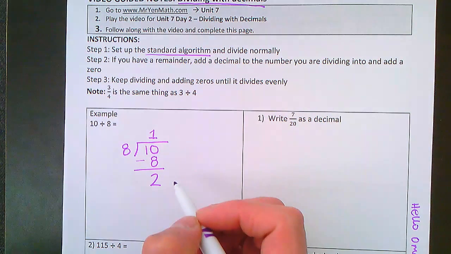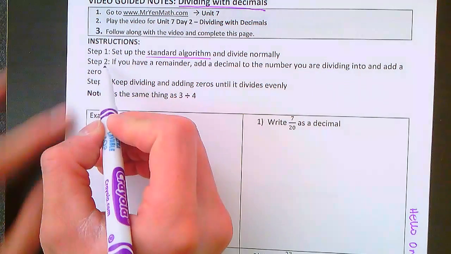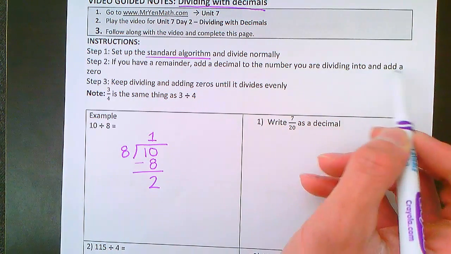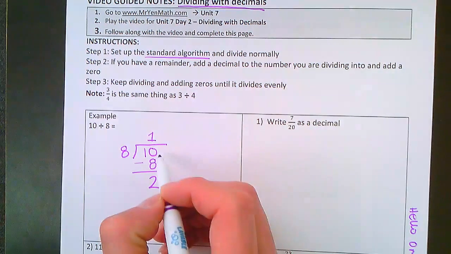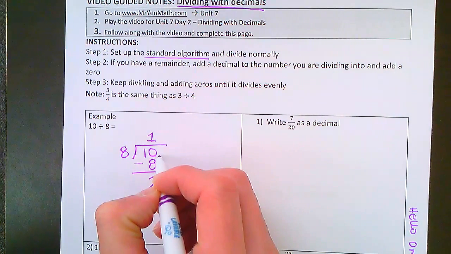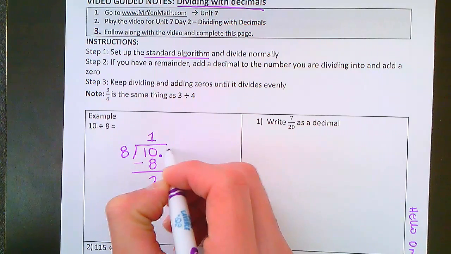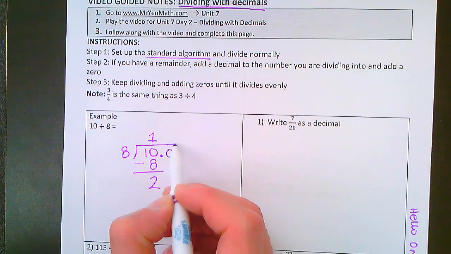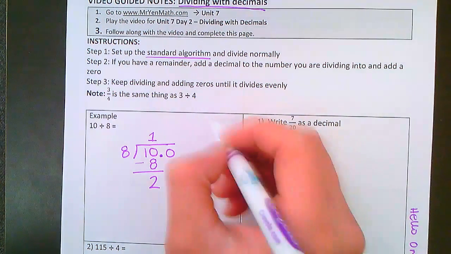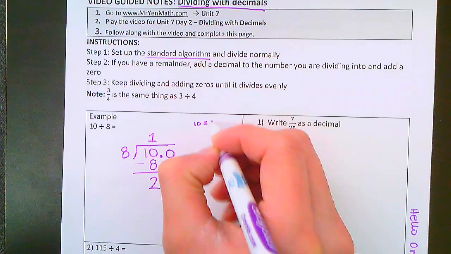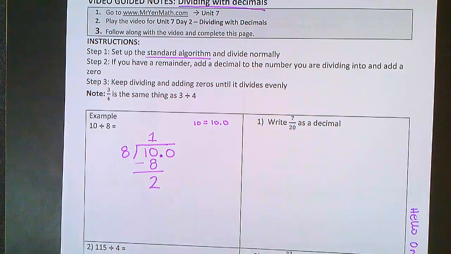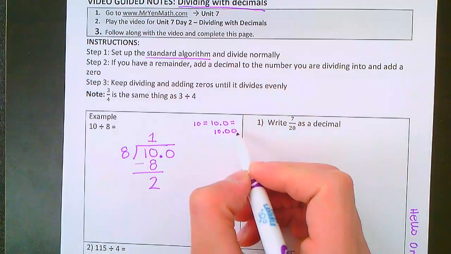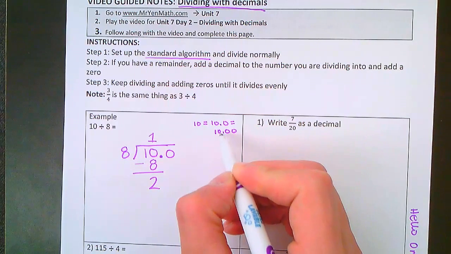So now what I can do to keep on dividing, step number 2, it says if you have a remainder, add a decimal to the number you are dividing into and add a 0. So 10 is the number that we're dividing into. I'm going to add a decimal right here and then add a 0. The reason I can make this move and why this still makes sense math-wise is because 10 is equal to 10.0, which is also equal to 10.00. I can just keep adding as many zeros as I want after this decimal, and it's always going to be equal to 10.